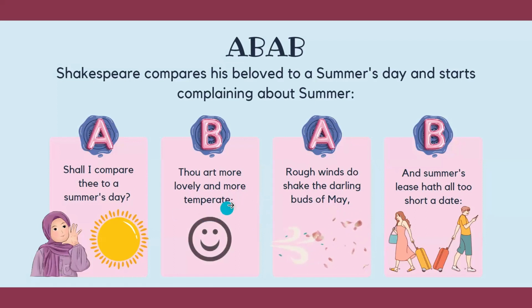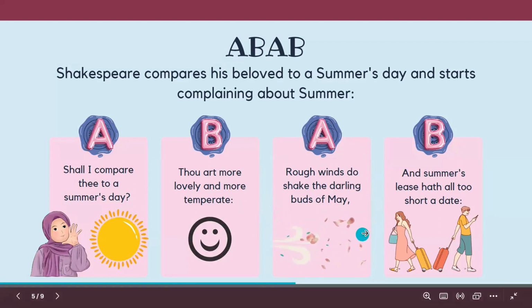Okay? Rough winds do shake the darling buds of May, meaning that in summer you still have a bit of wind, you still have a bit of bad weather here and there. Rough winds do shake the trees or the rosebuds, the flowers in May, and it causes a ruckus like this.